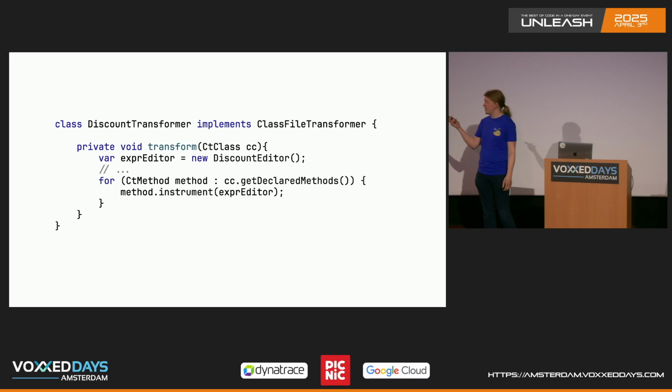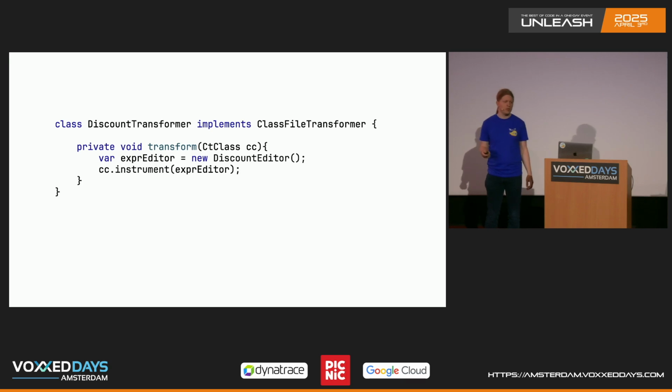How does the transform then actually work? So we create an expression editor, which is essentially a visitor that can modify the bytecode, and then we just iterate over all declared methods and instrument them. But of course, that's something that many people do, iterating over all methods and modifying the expressions in there, so they also added a method instrument on the class itself, and this then calls this expression editor on all constructors and all methods.